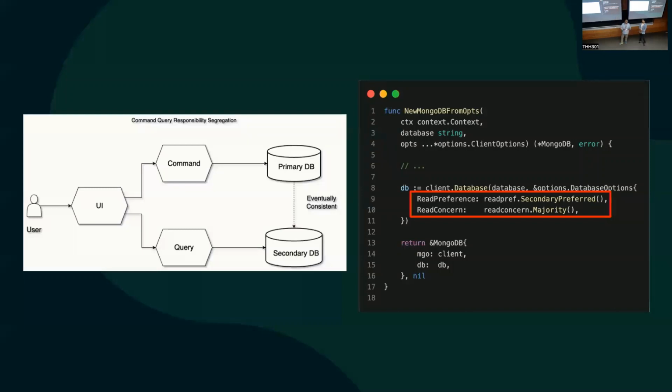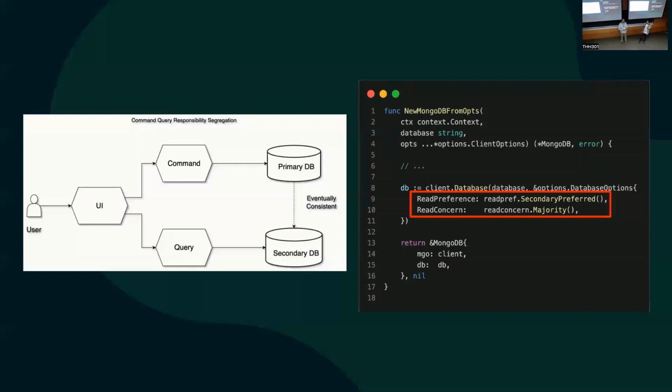So the cool thing here is you can pick. Maybe for other parts of the game you'll be fine reading from a potentially eventually consistent node, but for some parts, like your player name or your player currency, you want a majority, which is essentially strong consistency.